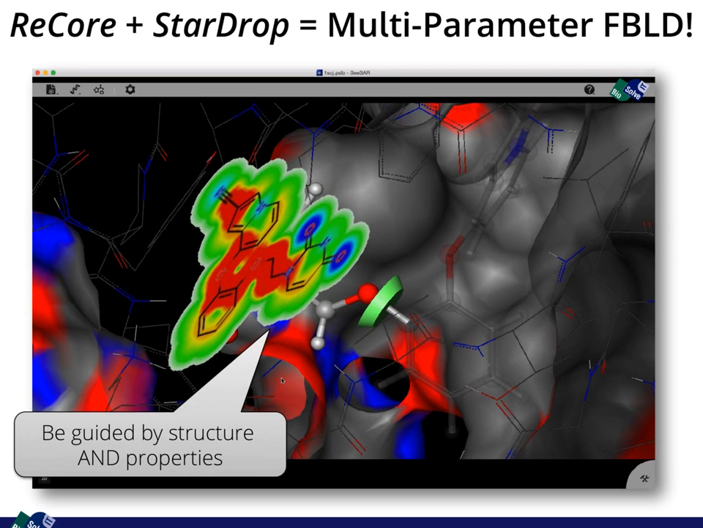Another idea that we have is to bring fragment-based ligand design and StarDrop together to be able to do a multi-parameter optimization in the context of fragment-based ligand design. So you'd be guided by structure, if you want, and properties at the same time, and do de novo discovery of molecules with visual guidance of the properties that are important for you.